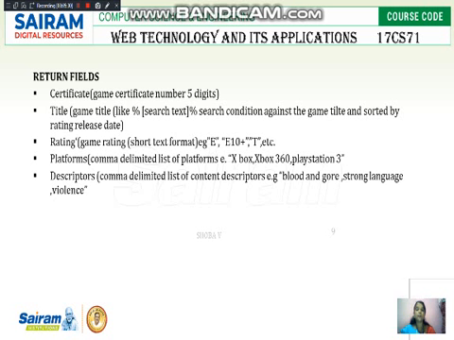The first one is certificate. The game certificate number contains 5 digits. This is one of the return fields. Then title: when we're talking about the title, you can search the condition against title, sorted by rating and release date. Then rating, the game rating, and platforms, the open platform elements we already saw, and descriptors, a comma delimited list of content descriptors, for example strong language.